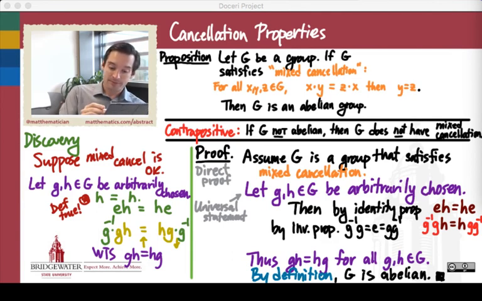But now, and this was the key last step here, we recognize that this equation takes the form of this equation that mixed cancellation tells me how I can solve. Because this group satisfies the mixed cancellation property, with G inverse playing the role of X, it's this thing that appears on the left side of the left expression and the right side of the right expression. That X can be canceled because we have the mixed cancellation property.